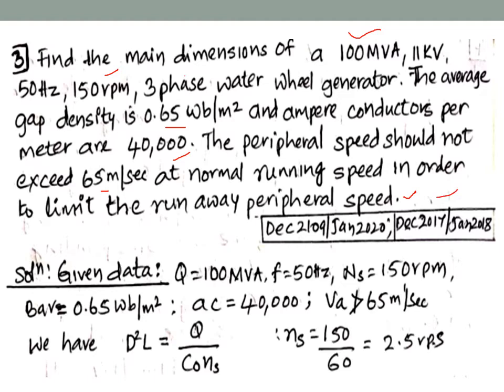Okay. So given data: Q is equal to this, F is equal to this, synchronous speed this. 150 RPM here. AC given 40,000, B average is given. The peripheral speed VA should not exceed 65 meters per second. So now the volume of the machine can be calculated using this equation. So NS we have to find out. NS is equal to 2.5 RPS.